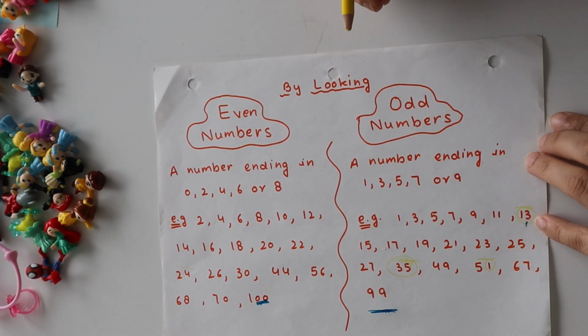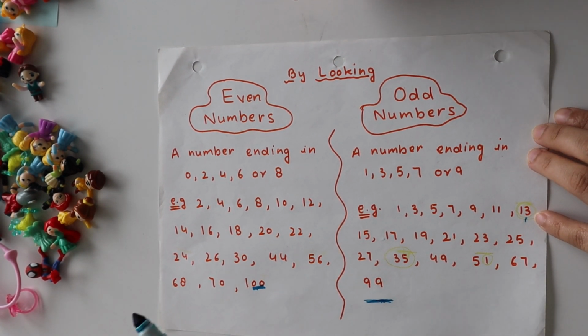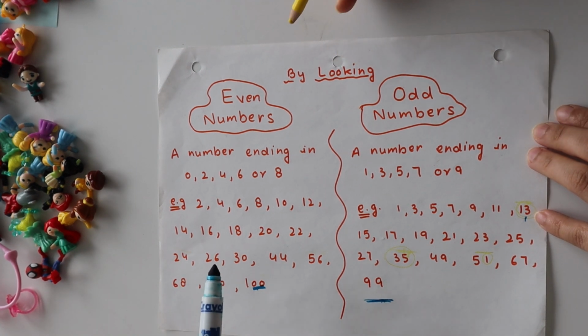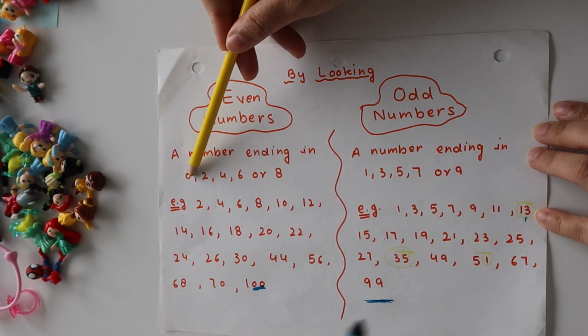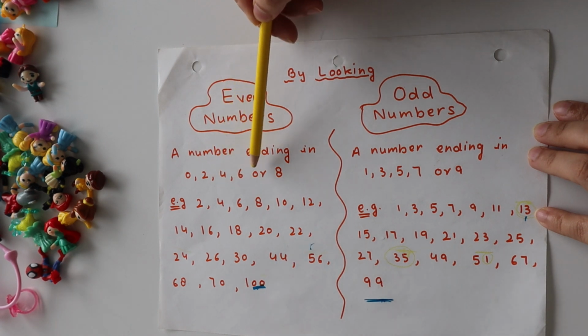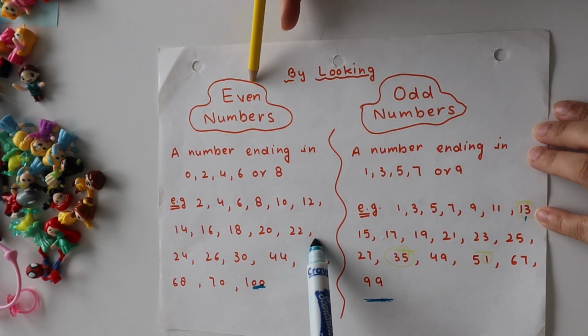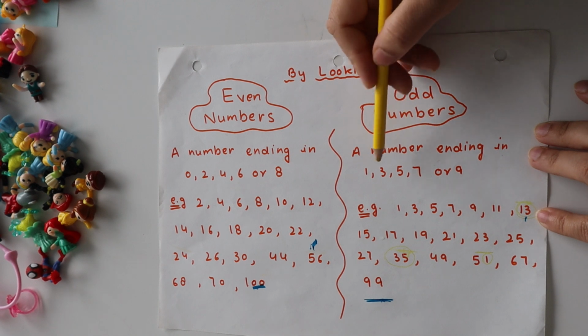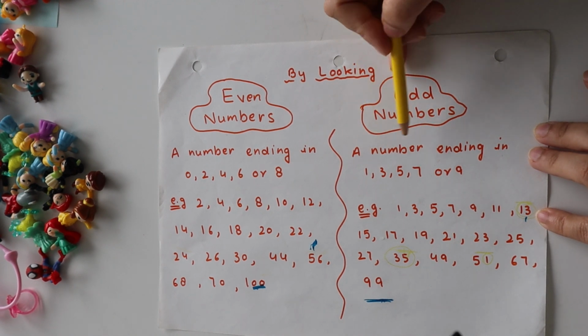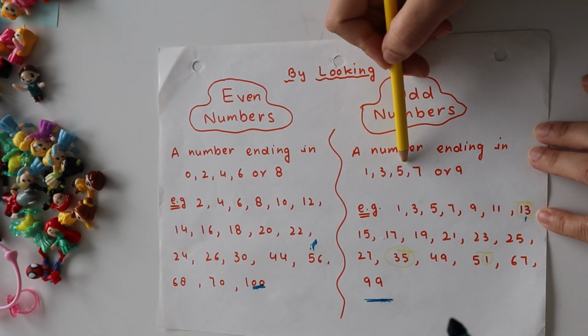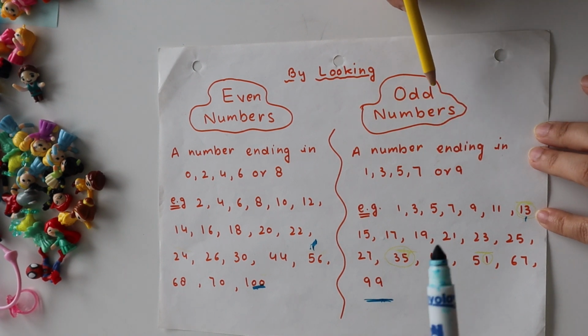Okay, this is the second method, by looking. You have to ask the kid to look at the number and then tell whether it's an even number or odd number. So again, numbers which end with 0, 2, 4, 6 or 8, those numbers are even numbers, and the numbers which end with 1, 3, 5, 7 or 9 are called odd numbers.